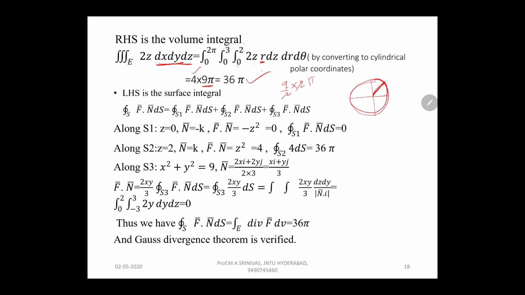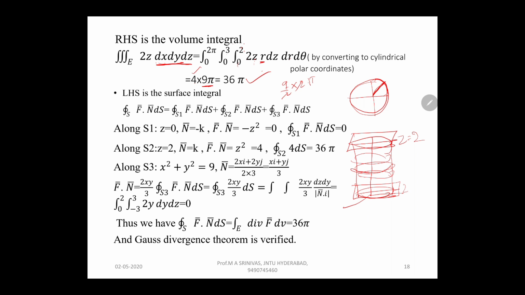Now, let us see the surface integral. How many surfaces does it have? I'll draw the figure once again here. Instead of going back, I'll draw this because it's simple. Yes, this is the surface. One surface is the z is equal to 0 surface. Another surface is the z is equal to 2 surface, and the curved surface of this. Because this is a cylinder, you have a curved surface here. What is the equation of that curved surface? X square plus y square is equal to 9.